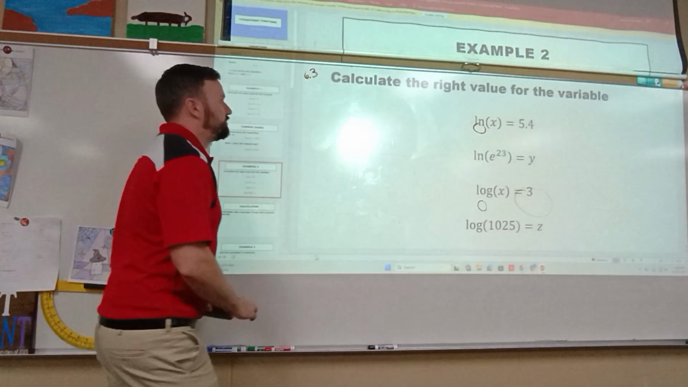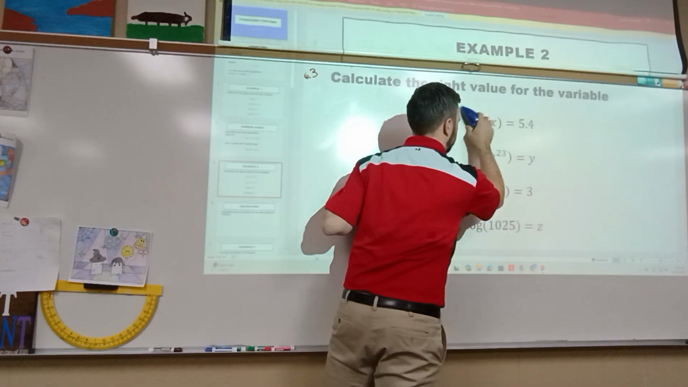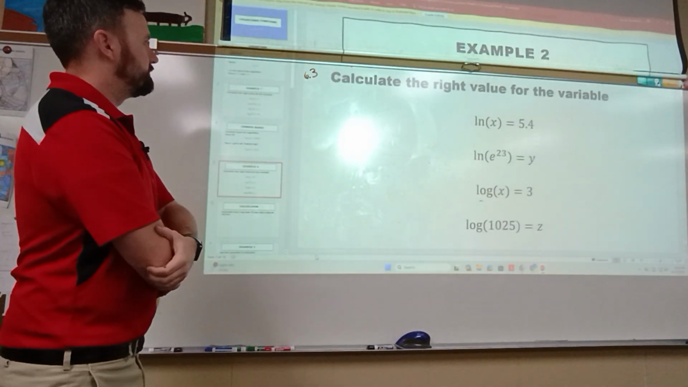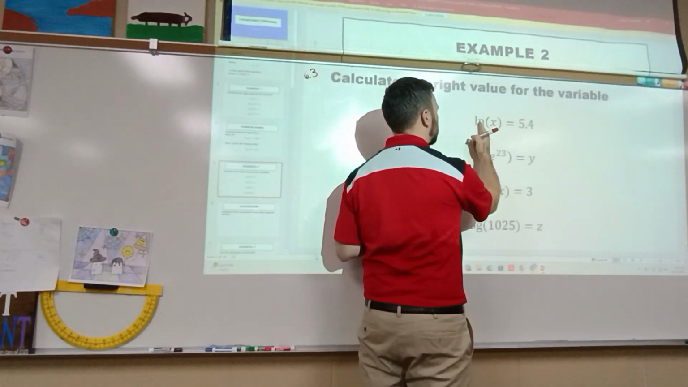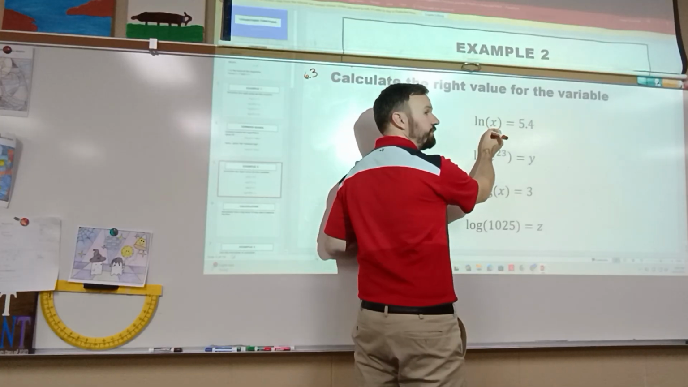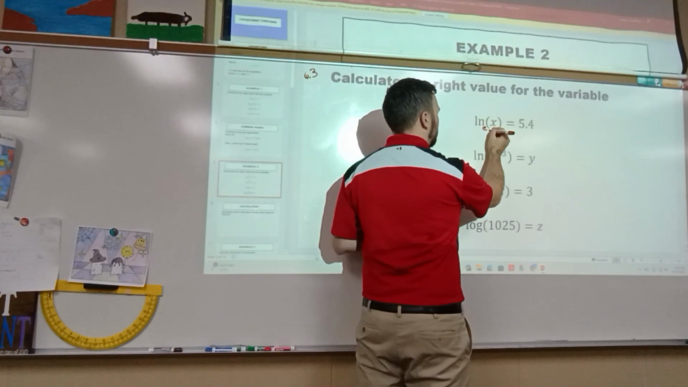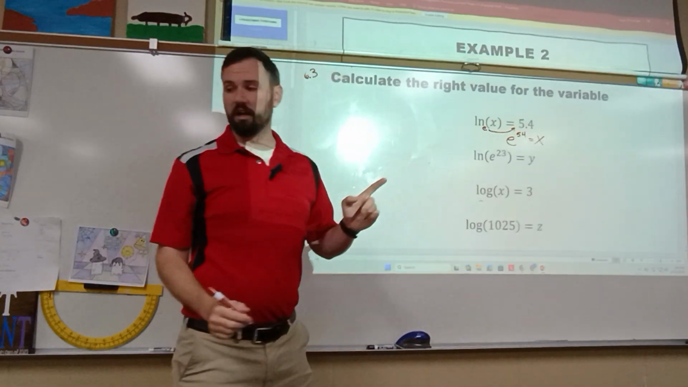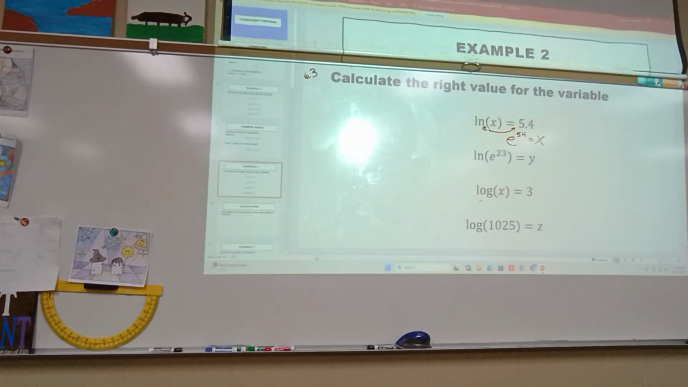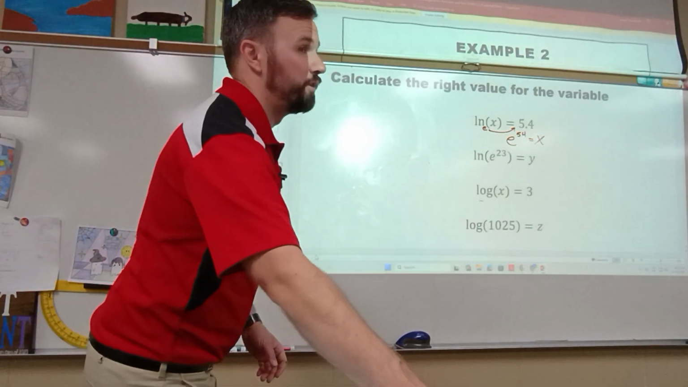All right. So let's do the same thing we just did. Calculate the right value for the variable. What's my base if it's a natural log? What's down here? Just sneaking around. An e. So it'd be e to the 5.4 equals x. Now that's a number, right? Your calculator has an e button. It's second natural log. I hit the wrong button. Yes, second natural log. You have an e button, so you can plug that in and get an actual decimal if you like. Okay.